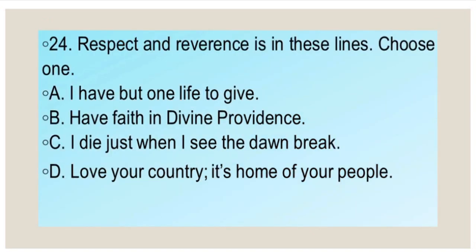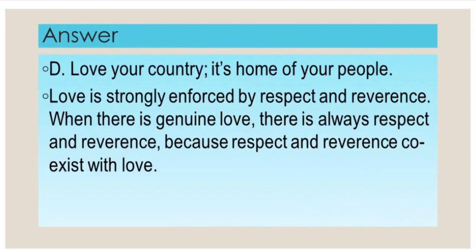Number 24. Respect and reverence is in these lines. Choose one. It is option D. Love your country. It's home of your people. Take note of this. Love is strongly enforced by respect and reverence. So if there is love, there is always respect and reverence. When there is respect and reverence, that results in love. When there is genuine love, there is always respect and reverence because respect and reverence coexist with love.